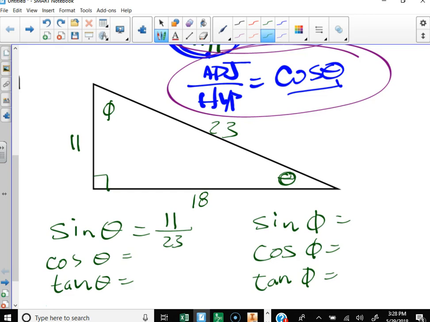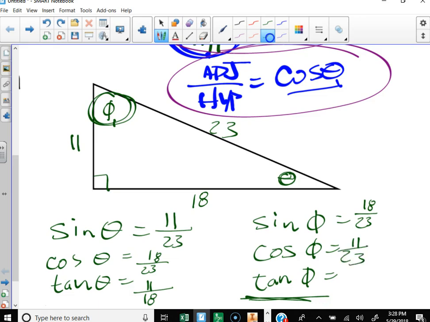I'm going to go through the answers. I'm assuming you've tried and now you're coming back to see if you got them right. So for theta, the adjacent is 18 and the hypotenuse is still 23. Tangent is going to be opposite, which is 11, over adjacent, which is 18. Now when we come over here to this group, we're considering ourselves at this angle. Everything's in reference to that angle. So its opposite is 18 and hypotenuse is still 23. Its adjacent is 11, so the cosine is 11 over 23, and the tangent is going to be 18 over 11.